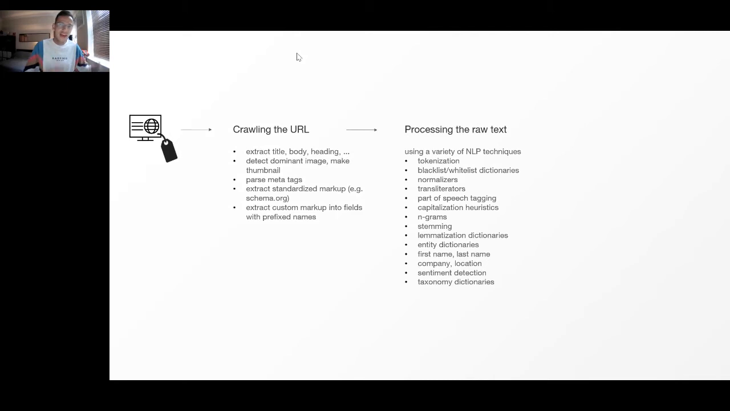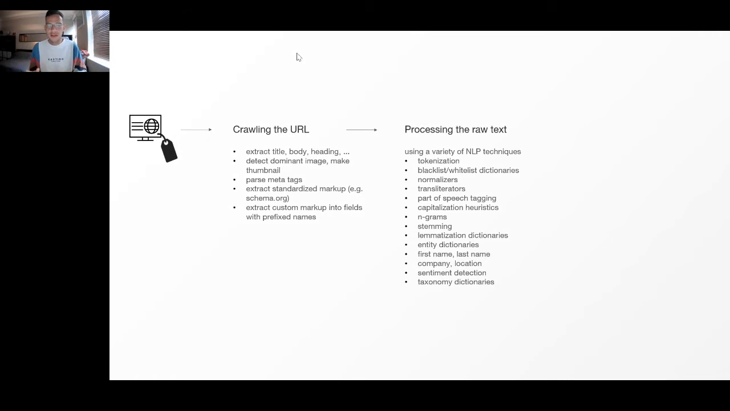Now, when the crawler has gathered all that information, it goes to processing the raw text. And this is really where the magic happens in the back end, using a variety of NLP techniques. And NLP stands for natural language processing. Look at this list. This is all the behind-the-scenes magic that the data science team has put in place. It works with things like tokenization, n-grams, a lot of dictionary lookups, obviously, to make sure to classify each kind of content metadata in the right bucket. Also things like sentiment analysis and so on.